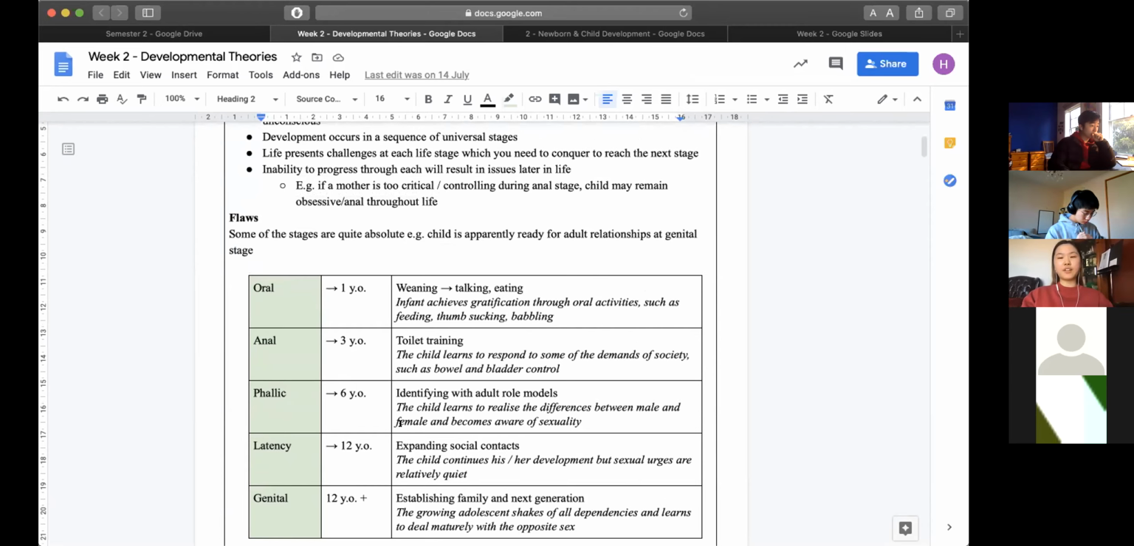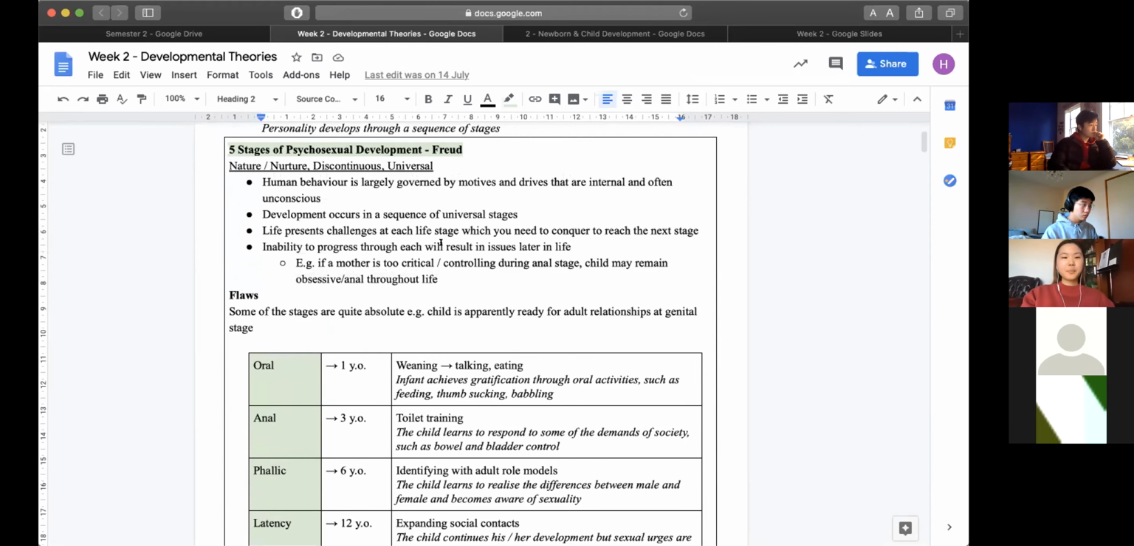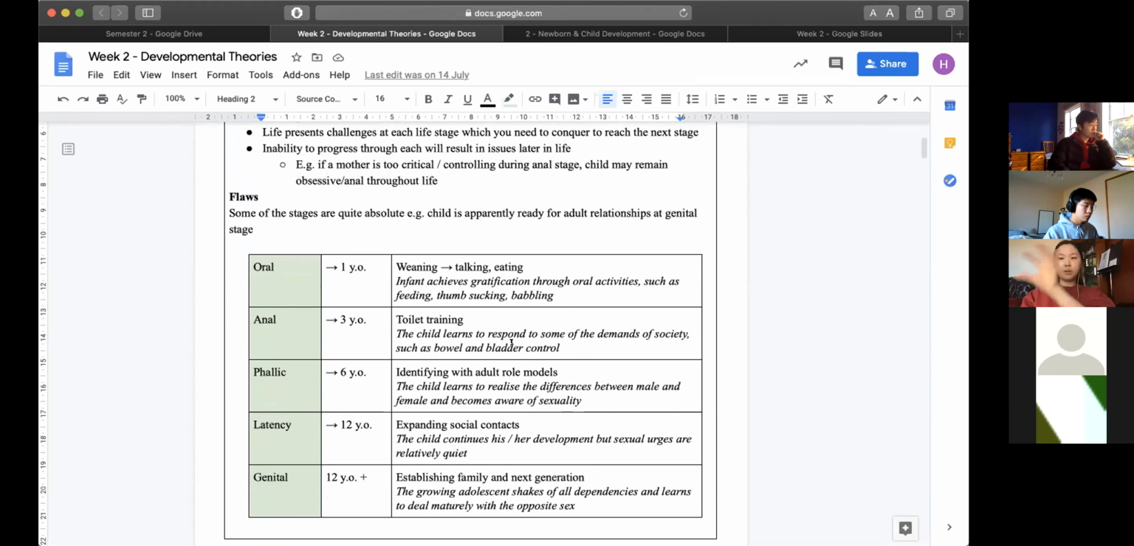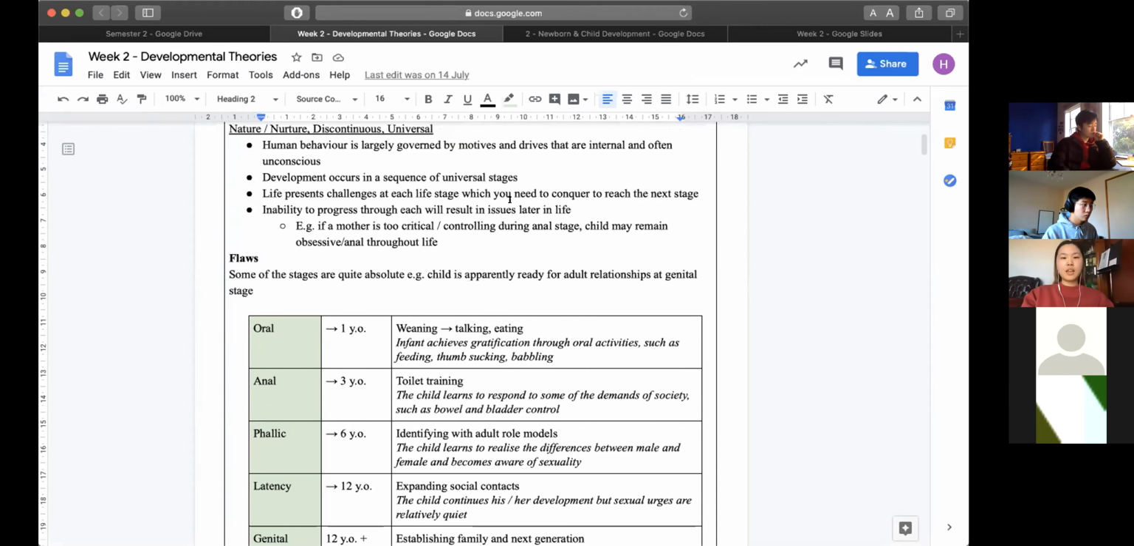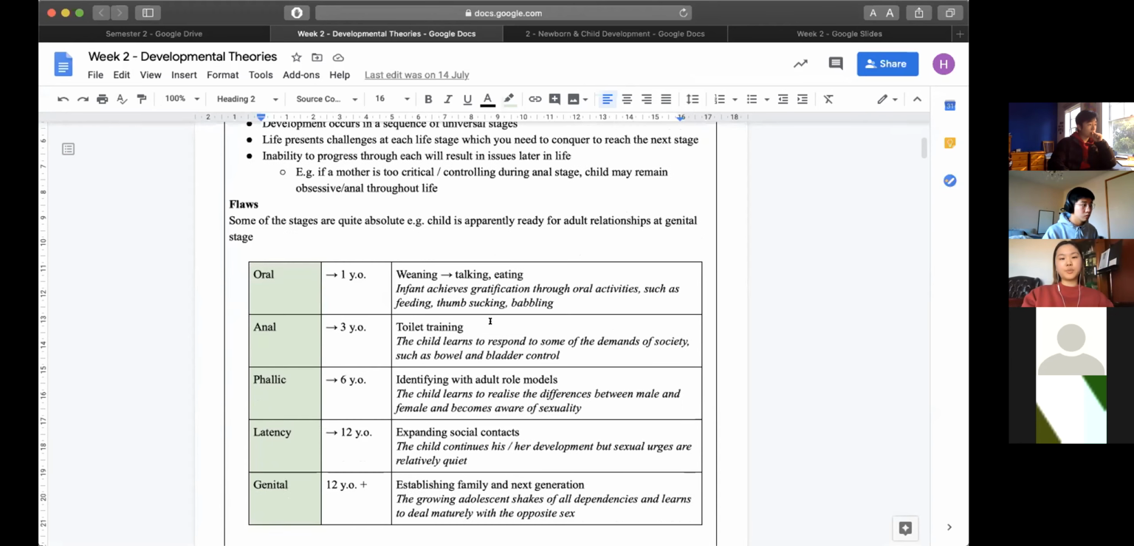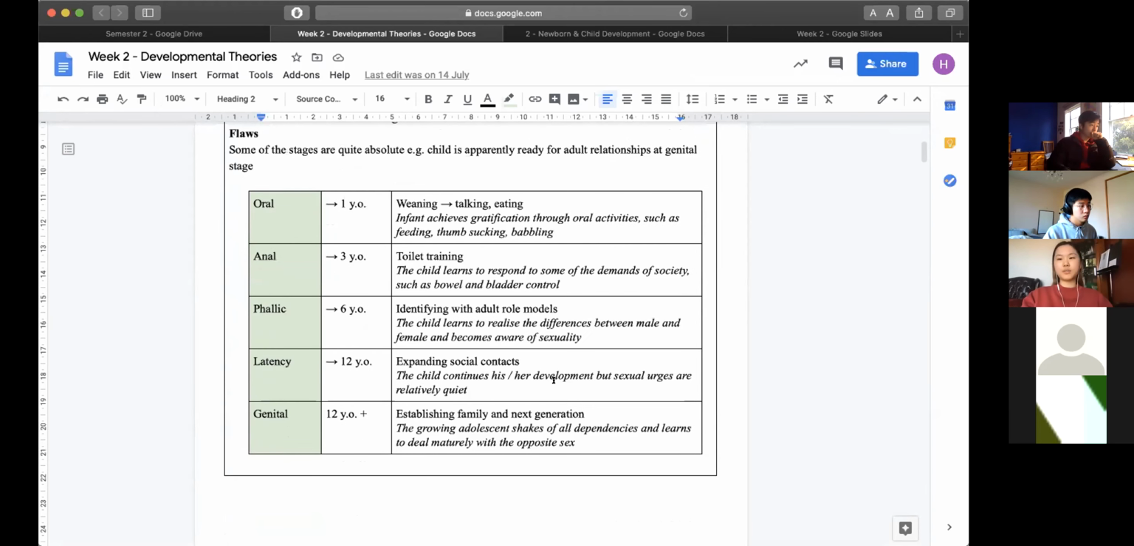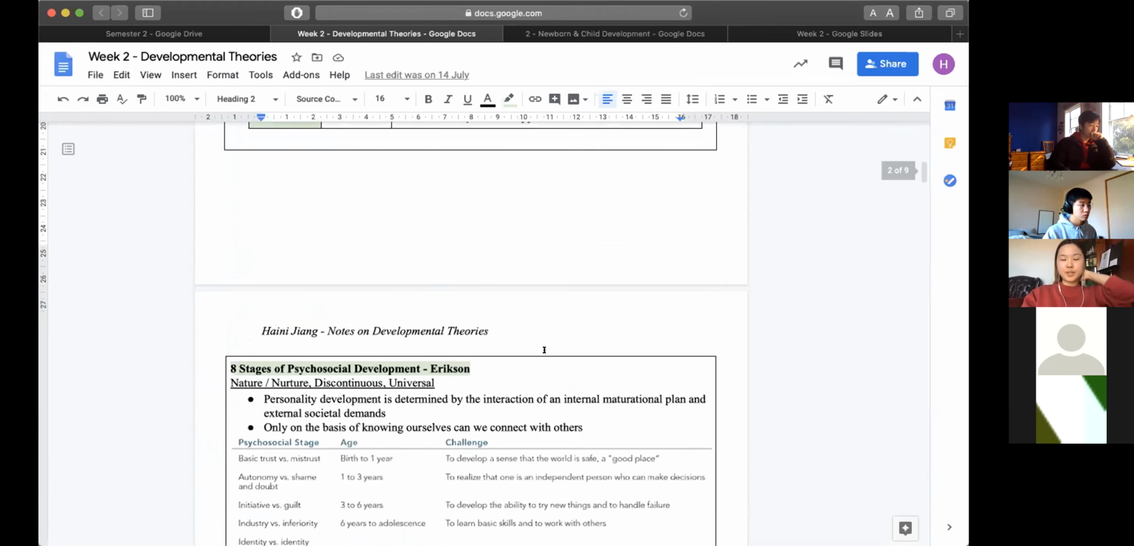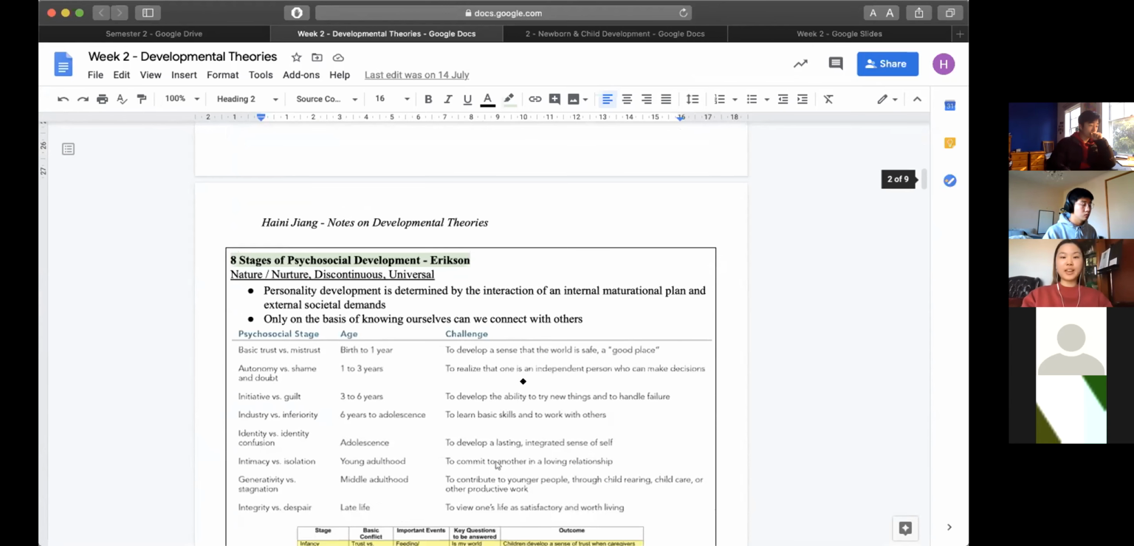They're also very absolute, very certain that once you conquer this, you reach the next stage, then you reach the next stage. So this is what we would call discontinuous, so very blocky development, and universal. Freud was like, everyone's going to go through this, doesn't matter where you grow up, where you live, what environmental factors, nothing. This is what everyone's going to go through, which as we know isn't actually the case.